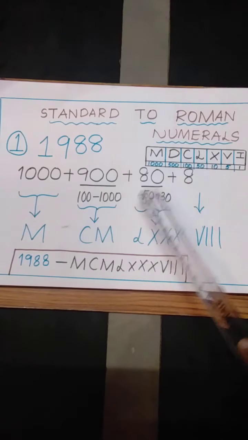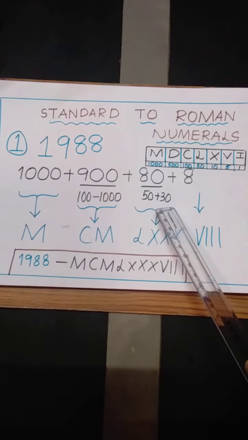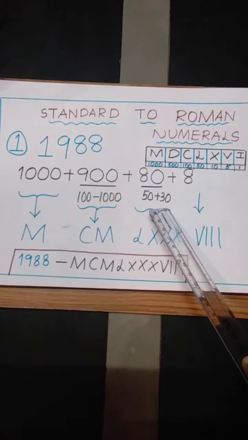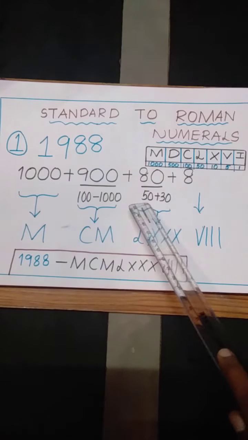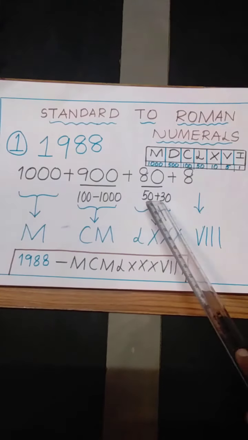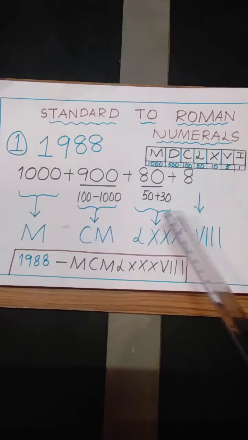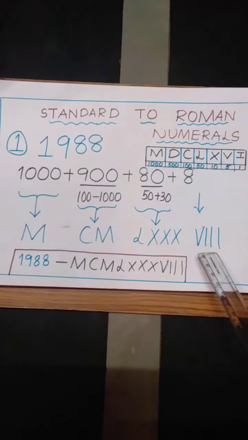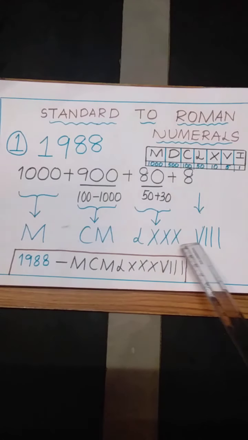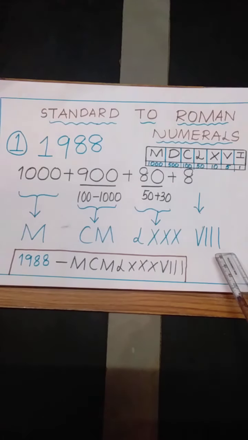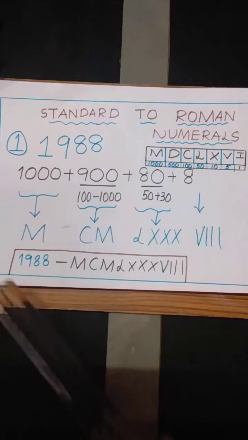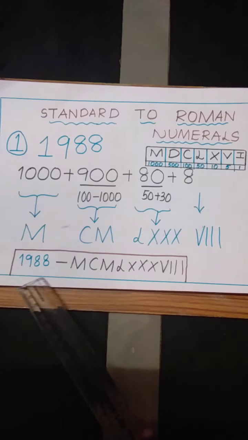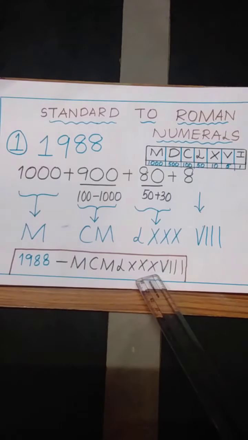Now 2 digit, 80. We can write 50 plus 30. It does not violate the rule, so we can write 50 plus 30. What is the symbol for 50? It is L. For 30, we can write 10 plus 10 plus 10, triple X. And for 8 we can write directly the Roman numeral 8: 5 plus 3, V for 5, and for 3 it is 3 I's. So the Roman numeral for 1988 is M, C, M, L, triple X and V, 3 I's.